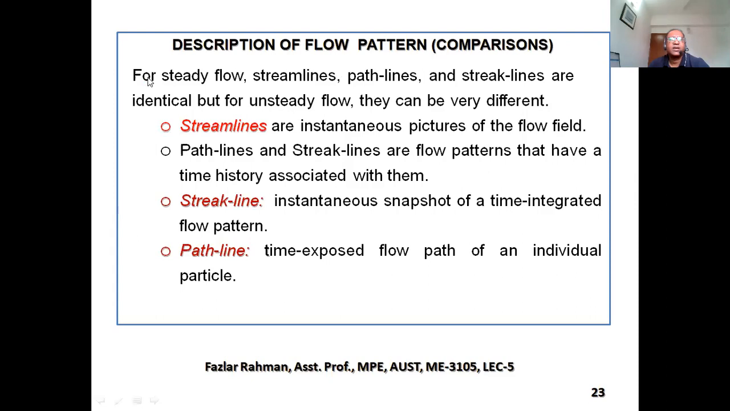Over here, I just tried to show you the difference. Sometimes I put the question: what is the difference between streamline, streak line, and path line? Okay. So a path line is the flow path of an individual fluid particle with time exposed. That means you have to consider the time, not the velocity, but the time. Then within 5 seconds or within 2 seconds, how the fluid particle travels in the stream, and you make that line. That is called a path line.